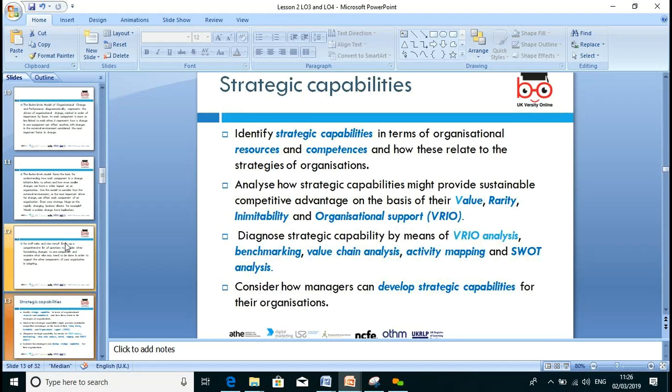Okay, then when we implement the change, next we need to look around strategic capabilities. Do we have the capabilities to implement the change? In our organization, this is quite crucial. Do we have the right people? Do we have the right mindset? In our organization, we want to be changed.